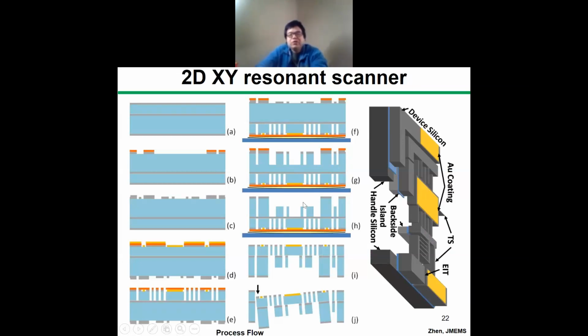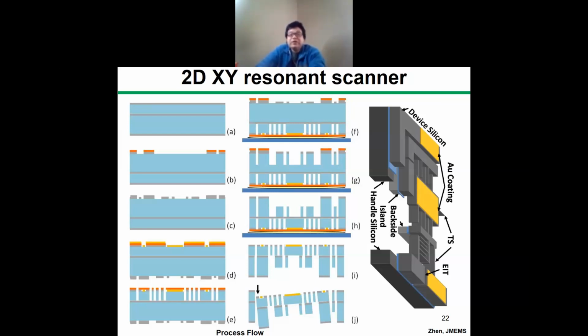And based on all this proof-of-concept development, we move on to a more complicated microsystem to achieve 3D imaging. For example, the one I just showed was a 1D scanner. Now we move on to the electrostatic 2D scanner, also based on the resonance scanning principle we published in the journal MEMS. And this device can actually be released icing-free.